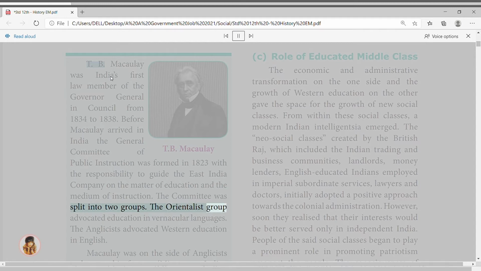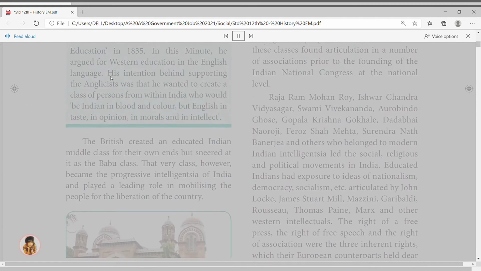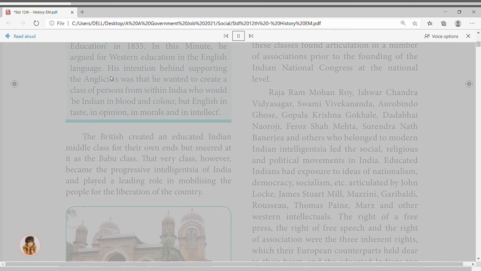The Orientalist group advocated education in vernacular languages. The Anglicists advocated Western education in English. Macaulay was on the side of Anglicists and wrote his famous Minute on Indian Education in 1835. In this minute, he argued for Western education in the English language. His intention behind supporting the Anglicists was that he wanted to create a class of persons from within India who would be Indian in blood and color, but English in taste, in opinion, in morals and in intellect.